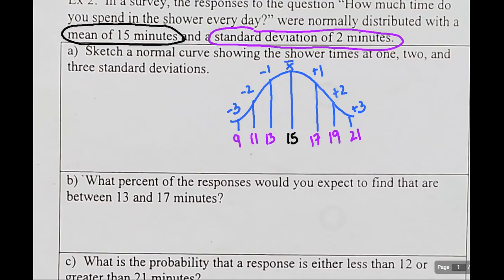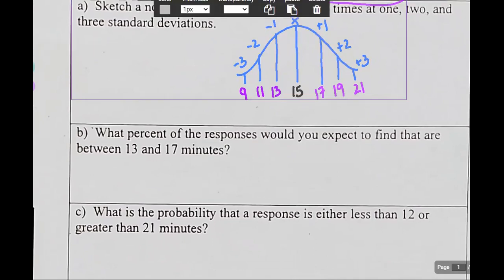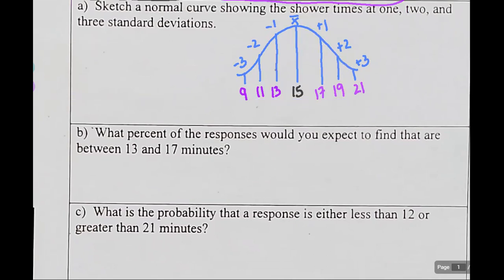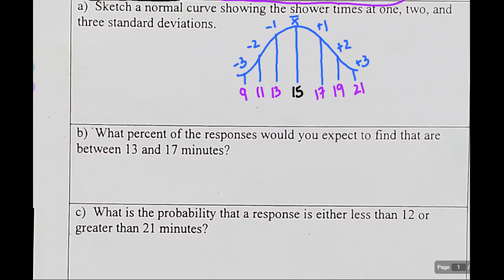Now they're asking us some questions based off of this. It says, what percent of the responses would you expect to find that are between 13 and 17? So if I was to look at this, I'm going to copy this, and you guys would be copying this too. Recopying it. So if I'm doing this, here is our 15, here is 17.